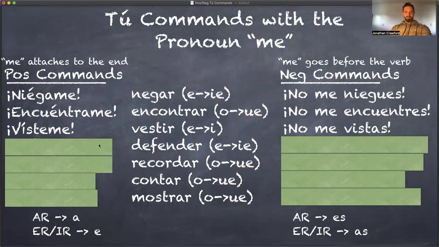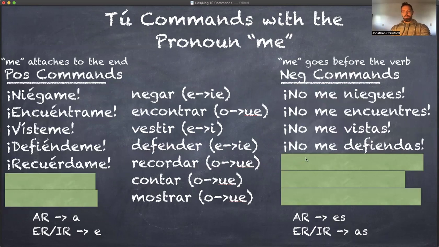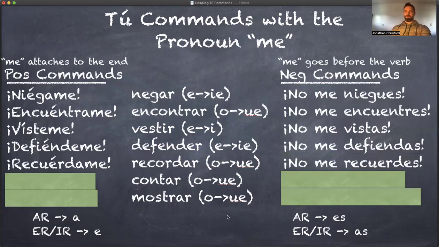Defender, to defend. Defend me. Defiende, so it's a boot verb. Defiéndeme. And then if it's a negative, it would be no me defiendas. And then recordar is to remind or to remember. So you might say, remind me. Recuérdame. Or don't remind me. No me recuerdes.